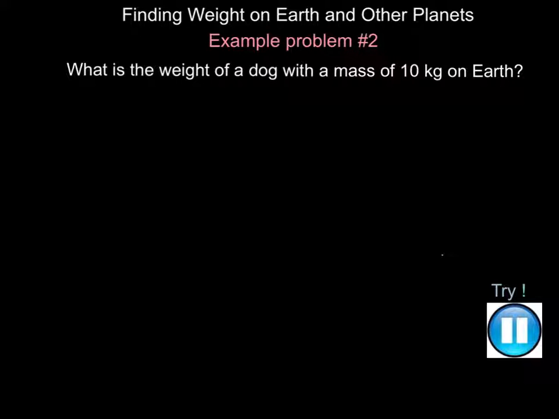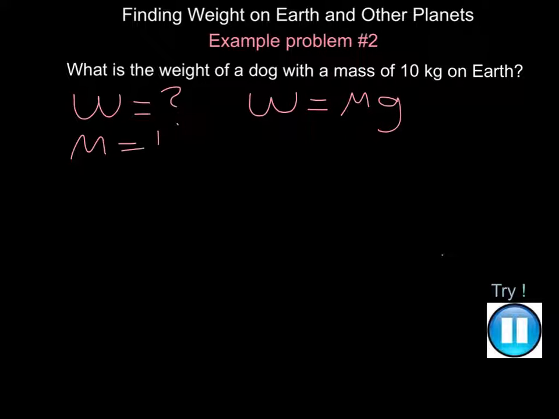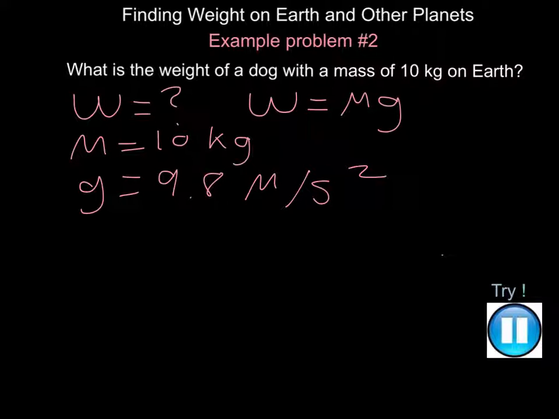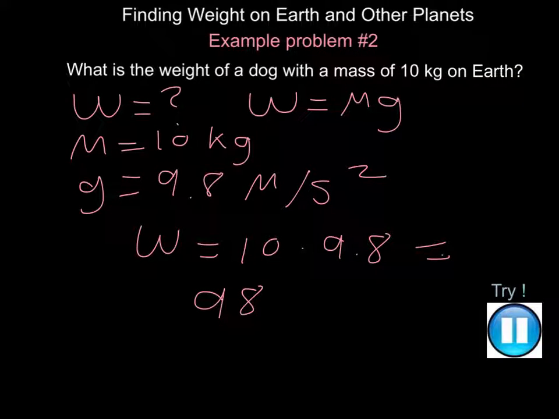So again, we're going to collect our unknowns. So it's asking, what is the weight? So weight is equal to a question mark. We have this relationship, weight is equal to mg. We know that our mass is equal to 10 kilograms. And because we've memorized it, we know that little g is equal to 9.8 meters per second squared. So when we substitute that out, we get weight is equal to 10 times 9.8, which is equal to 98 newtons.